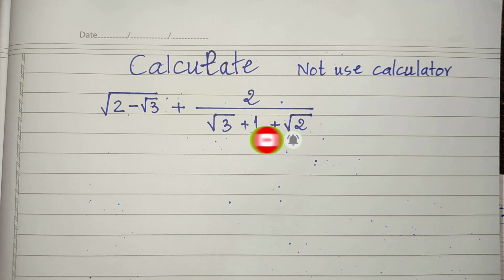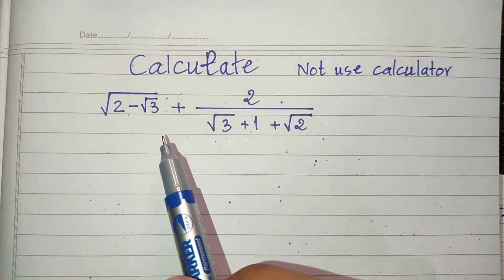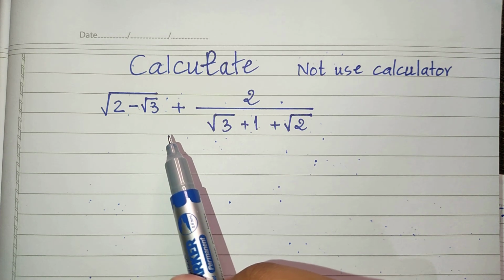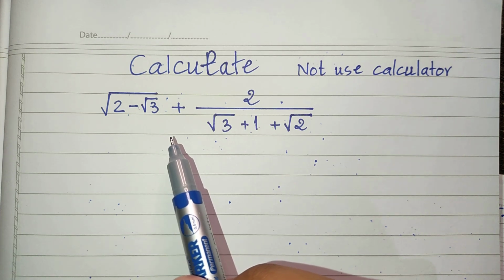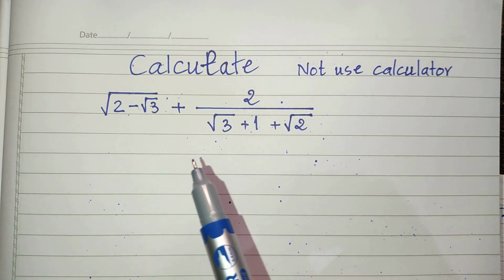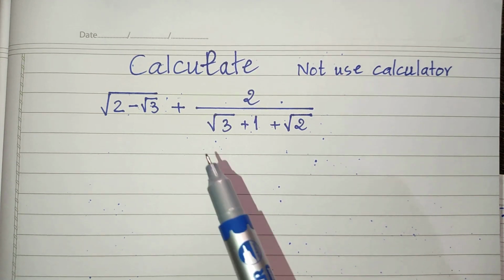Okay, now we go to the solution together. To find the value of this expression, I have one trick. Look at my trick slowly. Now I will explain it step by step.